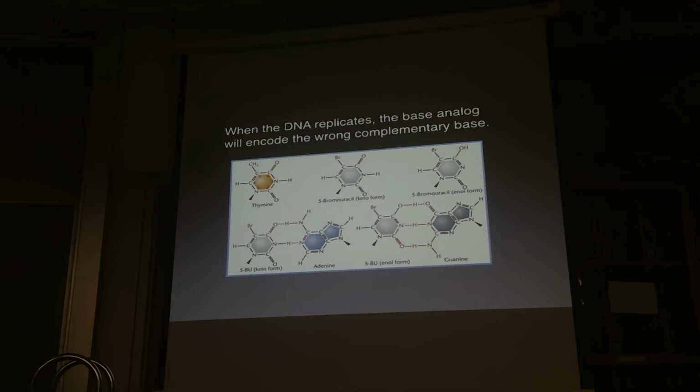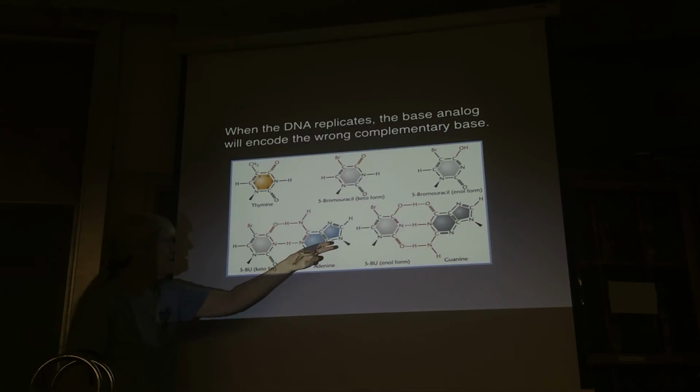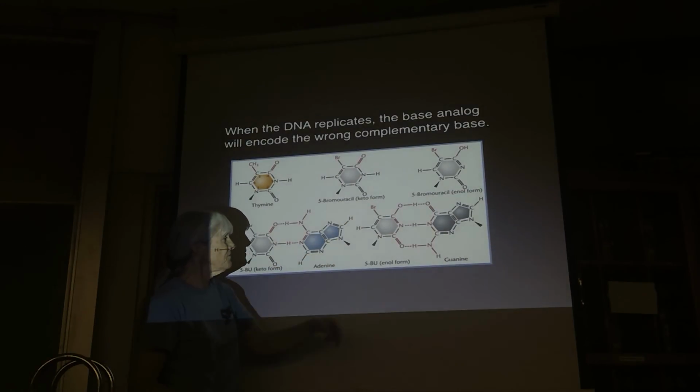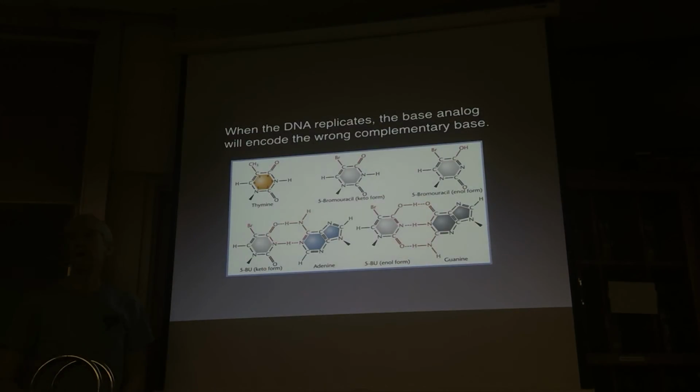Now, when the DNA replicates, it depends what form that mutagen is in. It can either code for the proper complementary base, or it can code for the wrong one. So normally, thymine would encode adenine, and you see thymine, adenine, or in this case, the keto form of 5-bromouracil forming a normal bonding that would have been thymine to adenine. And then you see it down here doing a slightly different version because it's in the enol form where it can form 3 hydrogen bonds with guanine.